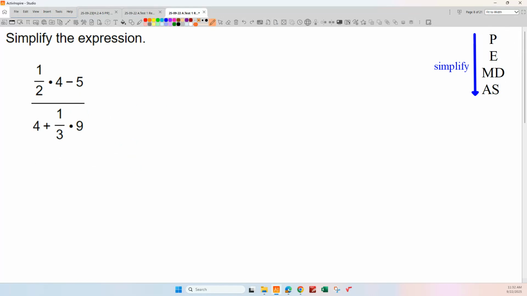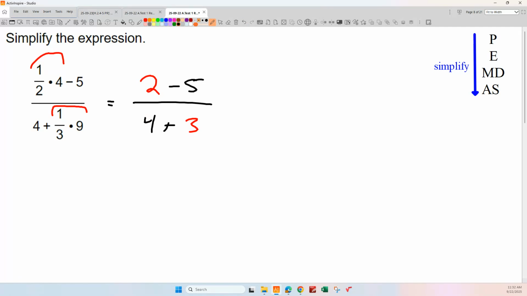So what do I do on the top first? Okay, so the first thing I'm going to do on the top is multiplication. 1/2 times 4, that's just 2, isn't it? How about on the bottom? What's the first thing I do? 1/3 times 9 is 3. So I get 4 plus 3.